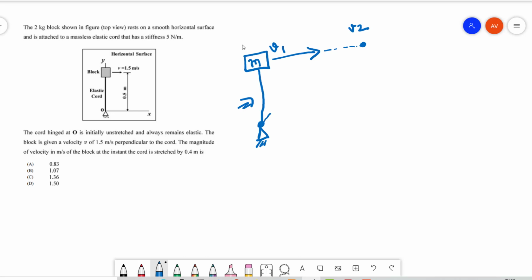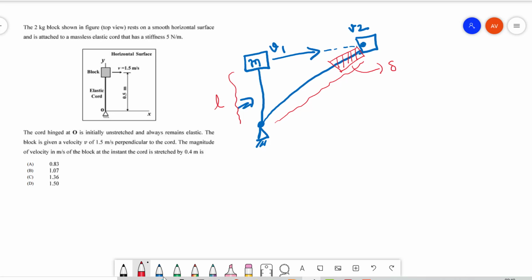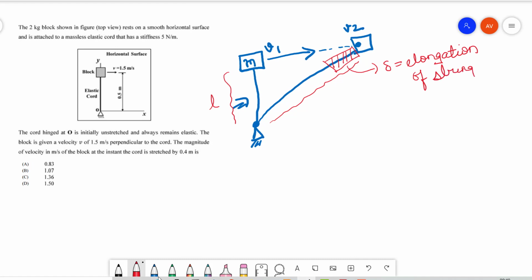Now what happens is this string will get elongated. Let me use a different color to show this. Initially you had some length, right? Now you will have some different length. Let's say that this much part of the cord or string is getting elongated. Let's represent this elongation as delta. So this is the elongation of the string or cord.